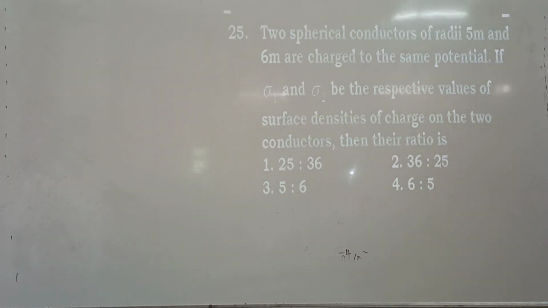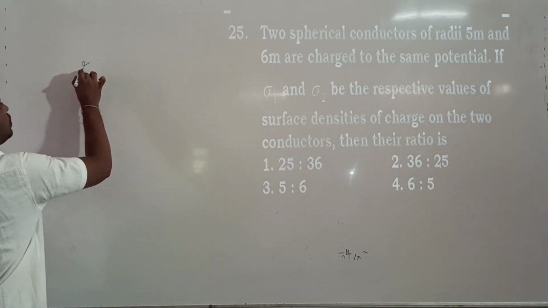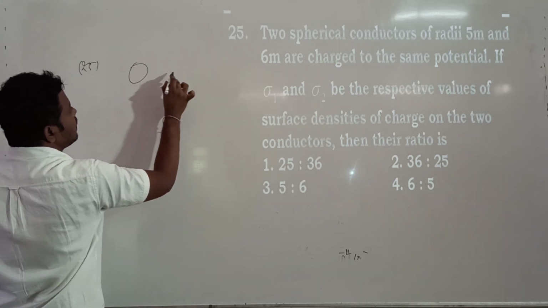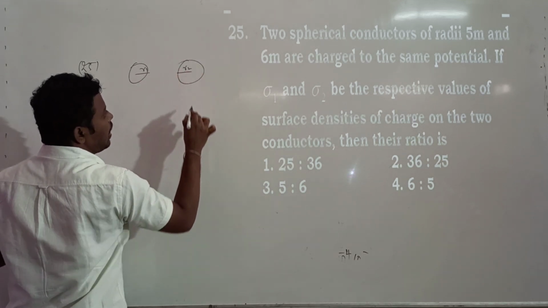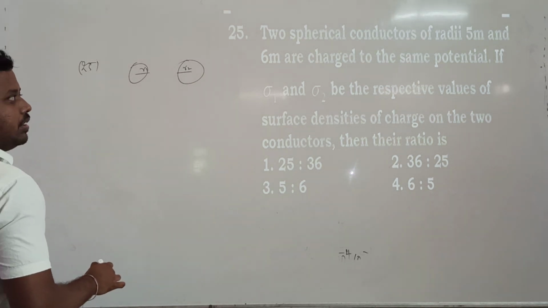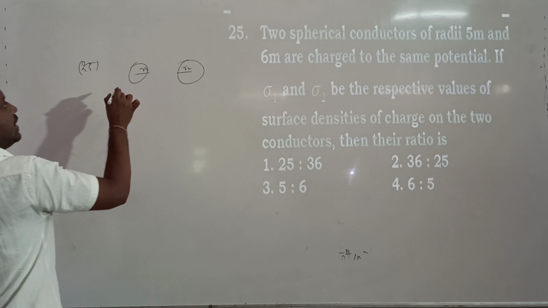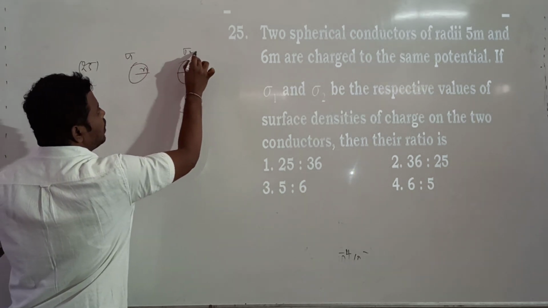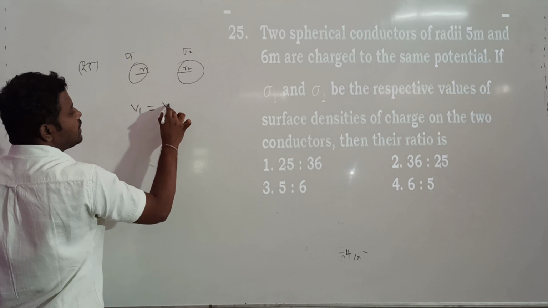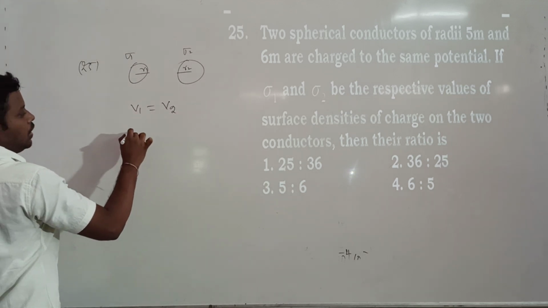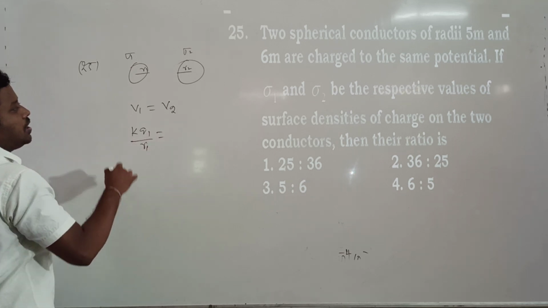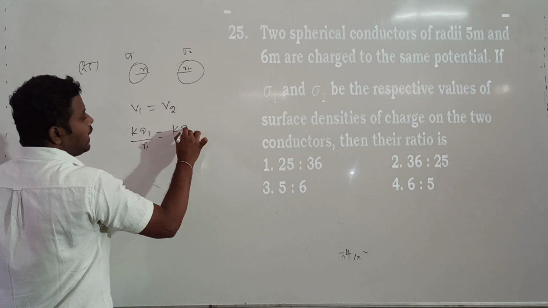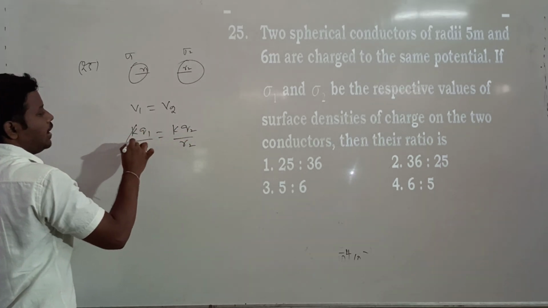Question number 25. Two spherical conductors of radius 5 centimeters and 6 centimeters are charged with the same potential. Two spherical conductors are there. Here one conductor is there, here one conductor is there. So this radius let me call R1, this radius R2. R1 is given 5, R2 given 6. So surface charge densities are sigma 1 and sigma 2. Condition given that their potentials are same. V1 is equal to V2. What is the potential formula? K into Q1 by R1, the potential on the surface, is equal to K into Q2 by R2. K value cancels.